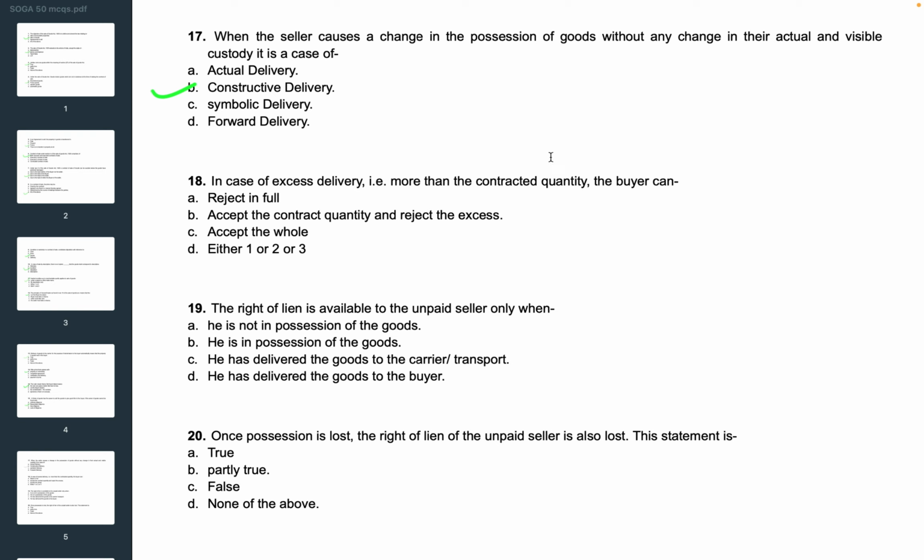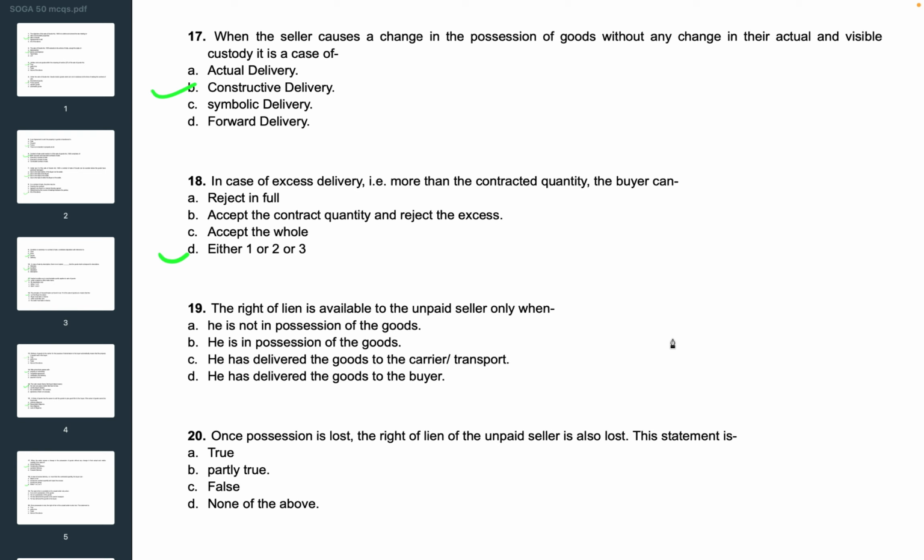Constructive delivery. Next question. In case of excess delivery, that is more than the contracted quantity, the buyer can A. Reject in full, B. Accept the contract quantity and reject the excess, C. Accept the whole, or D. Either 1 or 2 or 3. So the correct answer is D. Either 1 or 2 or 3, which means the buyer can reject in full or accept the contract quantity and reject the excess or accept the whole.